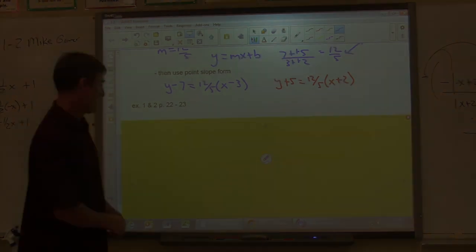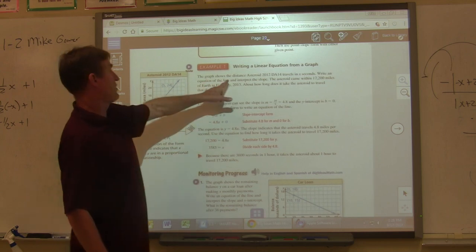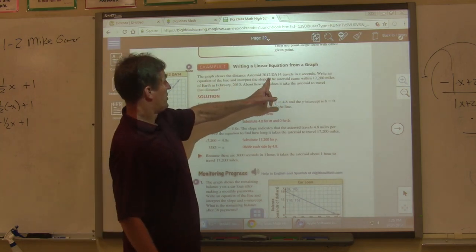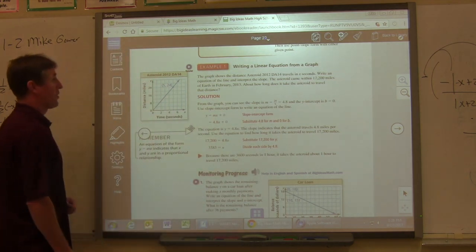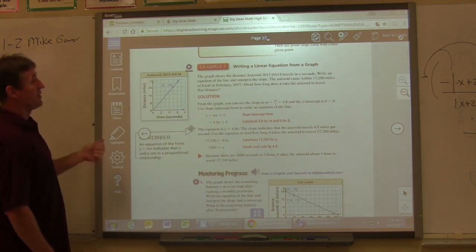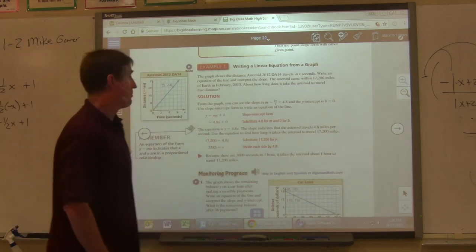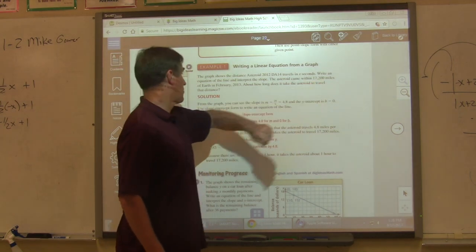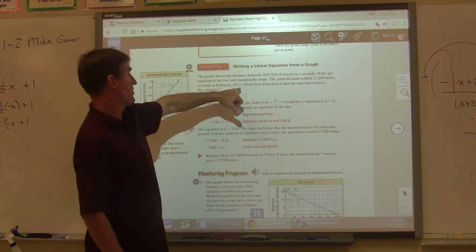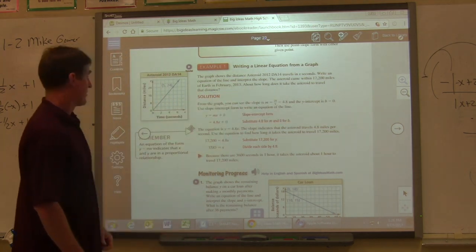So if we go to page 22, number 1, because some of these you're going to have story problems on. It says the graph shows the distance asteroid 2012 DA14 travels in x seconds. Write an equation of the line and interpret the slope. Now when I ask you to interpret the slope, that just means tell us what the slope means. So the asteroid came within 17,200 miles of Earth in February 2013. About how long does it take the asteroid to travel that distance?